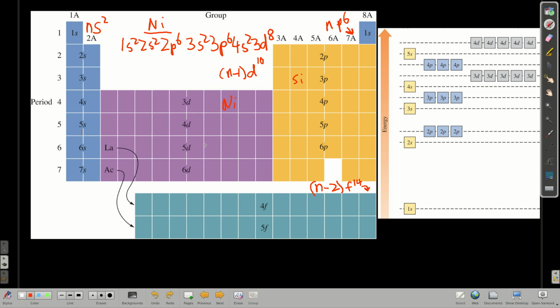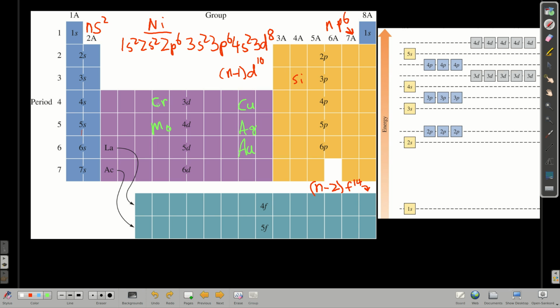Now, there are some exceptions to the order of filling. It ends up the lower you are in the periodic table, the more exceptions end up popping up. I'm going to ask you guys to memorize only a few of them, all right? I'm going to write them right here for you. So these exceptions are chromium, copper, molybdenum, silver, and gold. And they follow a pattern.